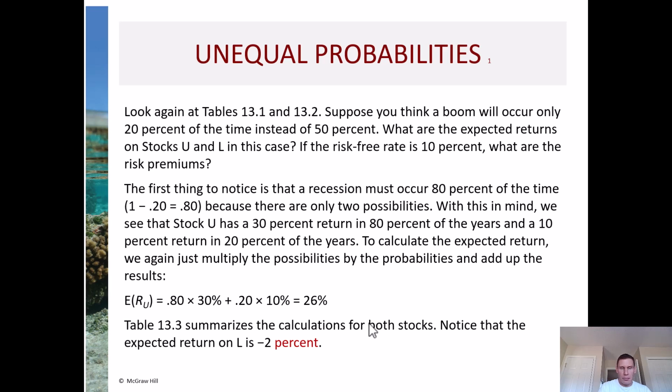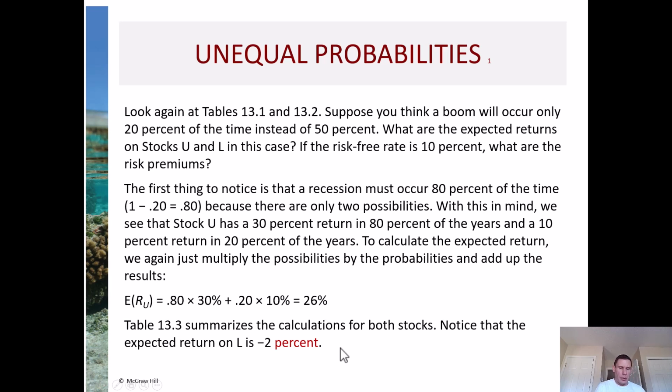To calculate the expected return, we again multiply the possibilities by the probabilities and then add up the results. So the expected return on stock U is 0.8 times 30% plus 0.2 times 10%, and we get 26%.